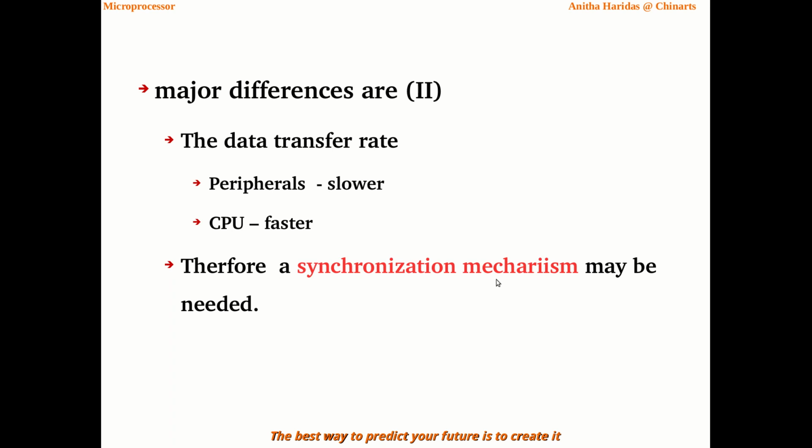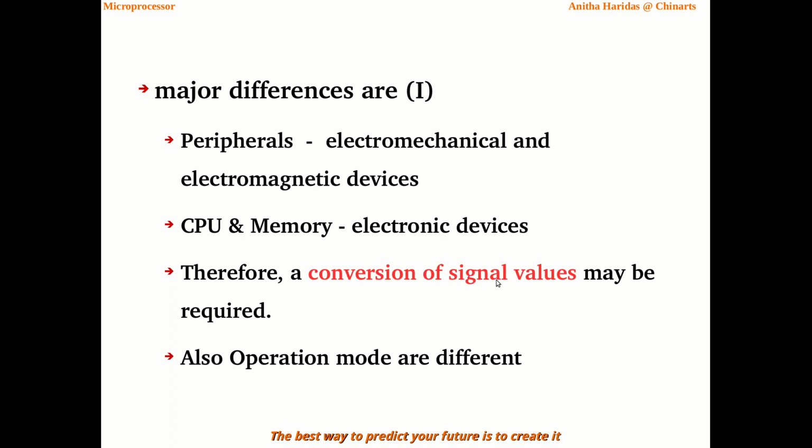So who will now be doing the synchronization mechanism? Obviously, the input-output interface, right? So now you can understand the role of the input-output interface. One role is, because of these differences, it needs to convert the signals. If you have an analog device or a magnetic device, the magnetic signal must be converted into an electronic signal. If you have a mechanical device, the mechanical signals must be converted into an electronic signal. So that is also done by your input-output interface.